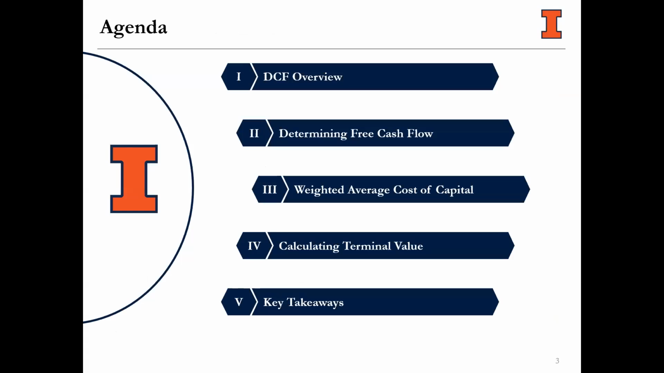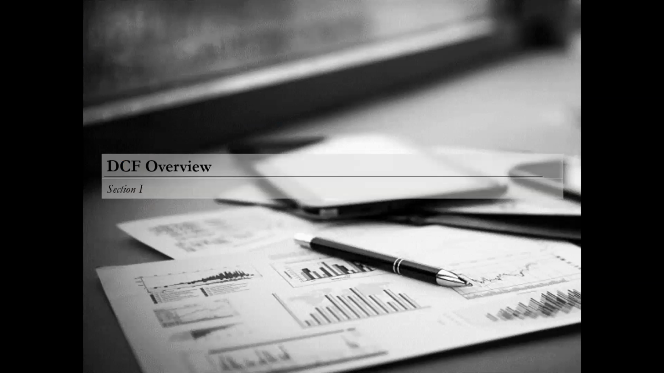For today, we have 1, the overview, 2, how to determine the free cash flow, which is important in your discounted cash flow analysis. Then we'll be talking about the discount rate, which we touched on a little bit in the financial topics conversation, is weighted average cost of capital, but we'll dive a little bit more into that. Finally, calculating terminal value and going over some key takeaways.